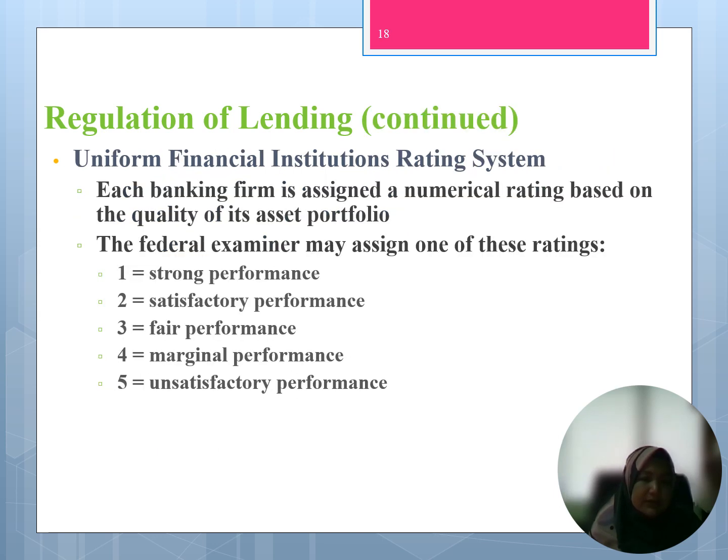This is from the CAMEL rating just now. You can see this one, this is how they rate based on capital adequacy. If the bank gets all 5, meaning the bank has very bad management of their loans, it can affect the central bank limiting their lending amounts.